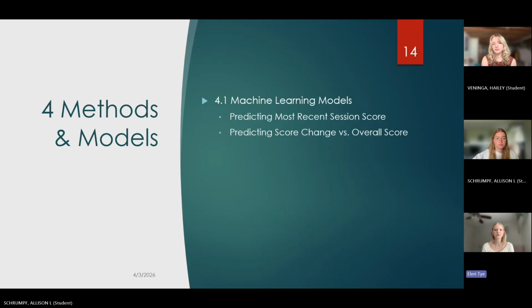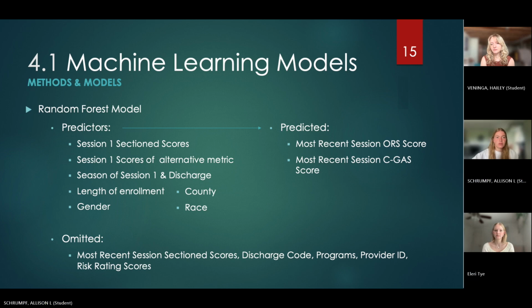So then going further, we're going to look into machine learning models. So that's predicting most recent session scores, as well as predicting score change versus overall scores. So the first machine learning model that we ran is a random forest model.